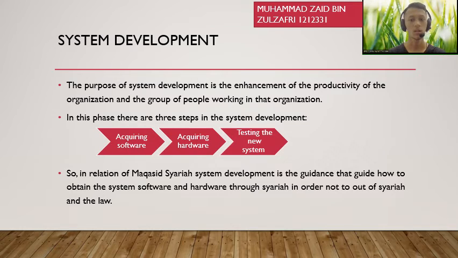The whole purpose of system development is the enhancement of the productivity of the organization and the group. There are 3 steps in system development: acquiring software, acquiring hardware, and testing the new system. In relation to the composite Sharia, system development is the guidance on how to obtain the system software and hardware through Sharia, in order not to go out of Sharia and the law. It must follow the principles and objectives of Sharia to obtain the software and the hardware.